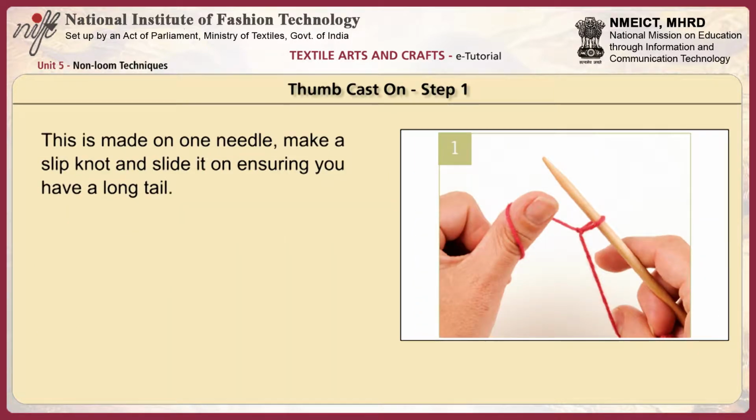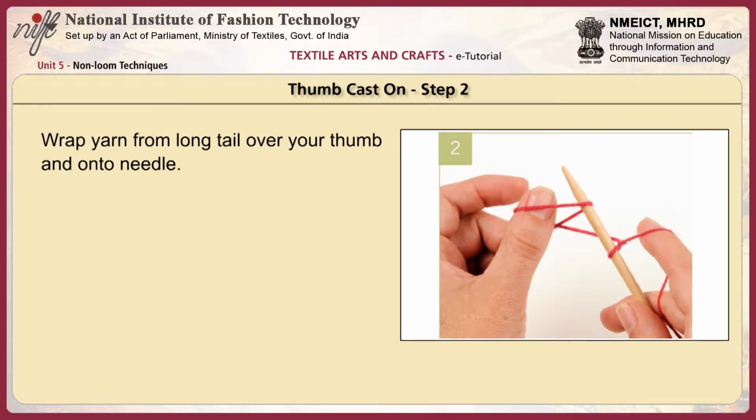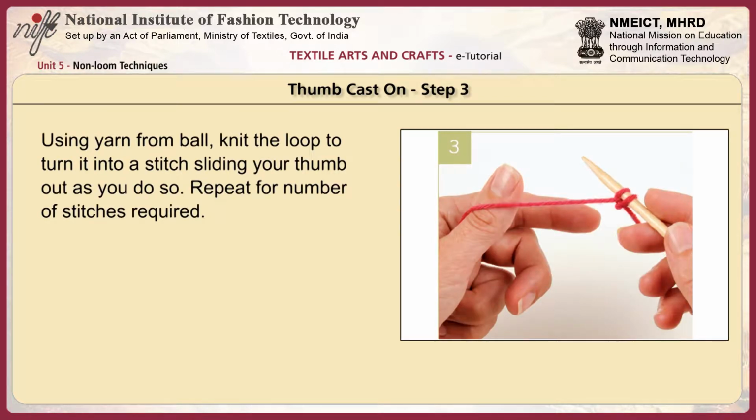This is made on one needle. Make a slip knot and slide it on, ensuring you have a long tail. Wrap yarn from long tail over your thumb and onto needle. Using yarn from ball, knit the loop to turn it into a stitch, sliding your thumb out as you do so. Repeat for number of stitches required.